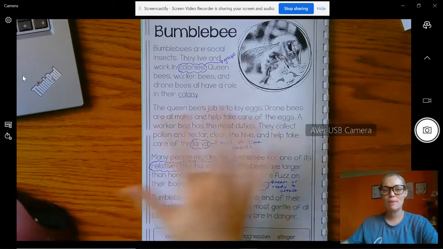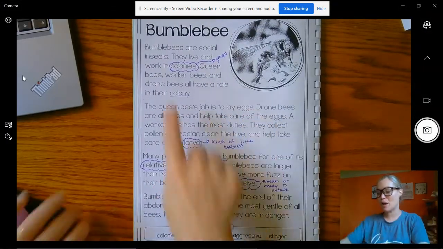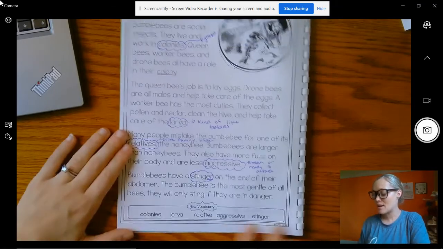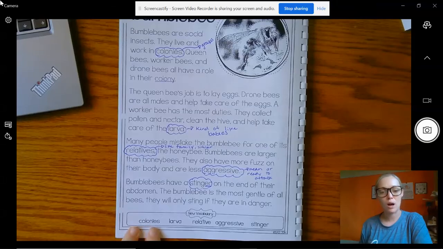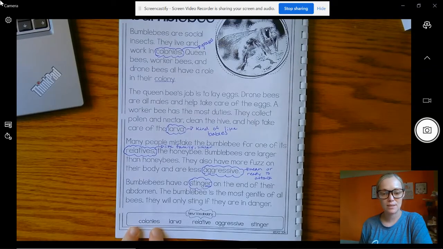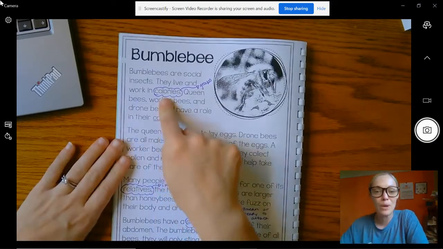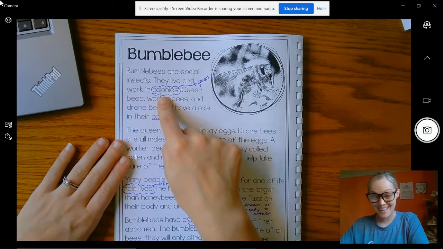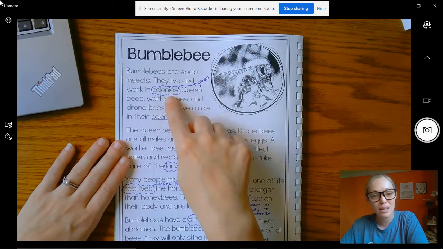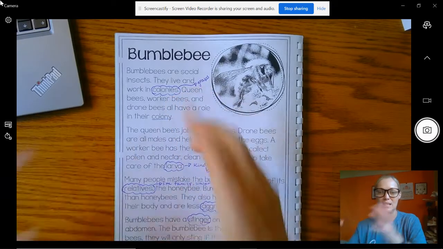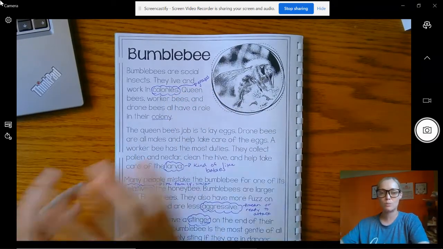Okay, so I have my nonfiction text here about bumblebees, and there are some important words that we want to learn about. So the first one is colonies. Say colonies. So up here, we read about colonies with ants, that ants live and work in colonies. Looks like bees might too. And colonies are just basically groups. They live in groups, big groups.